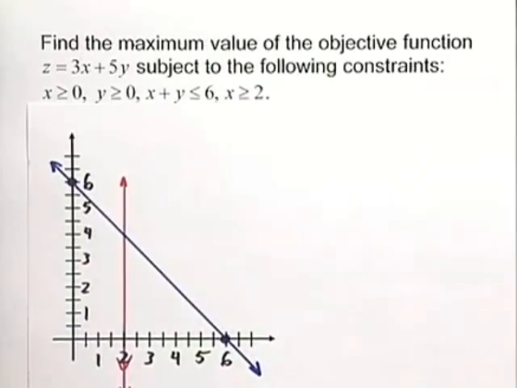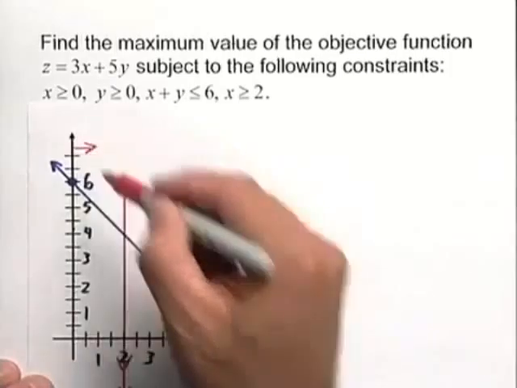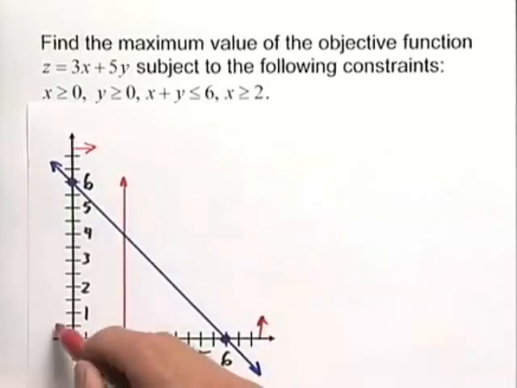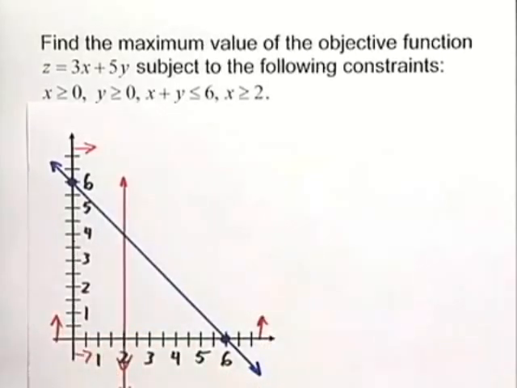All right, first thing we need to do is find the region where our solutions lie. That's going to be anything to the right of the y-axis, as demonstrated by x greater than or equal to 0, and anything above the x-axis. So basically anything in the first quadrant.